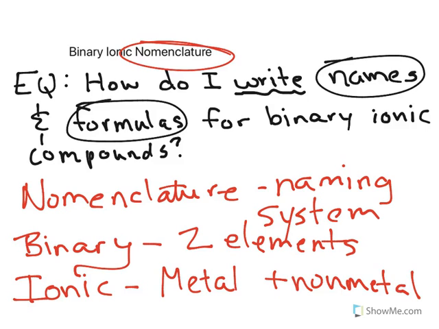How do we write names for it? And then the reverse, how do we go from the name to the formula? All right, and there's going to be some stuff here that feels really familiar because we just talked about a lot of this stuff in our Lewis dot structure unit.